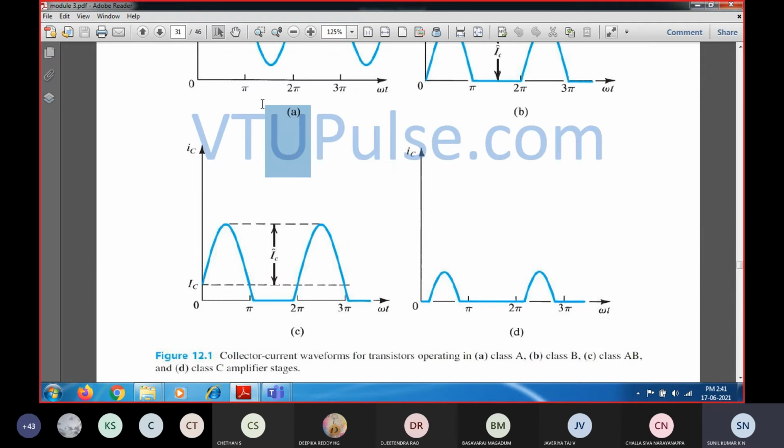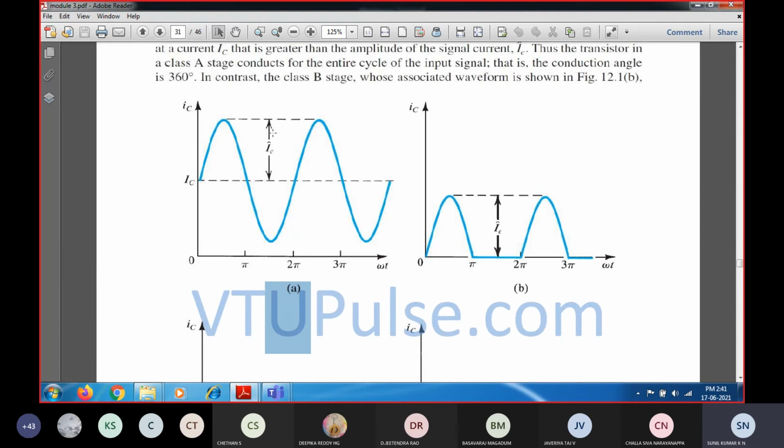Here they have not given any analysis. I will post it in the group. Tomorrow onwards I will open with a new document. In that I will show what the class A amplifier is and how the output characteristics, VCE versus IC, look.